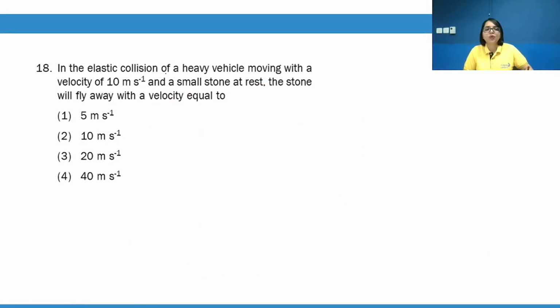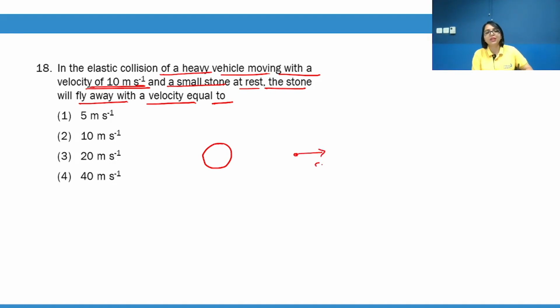In the elastic collision of a heavy vehicle moving with a velocity of 10 meter per second and a small stone at rest, the stone will fly away with a velocity equal to... This is the special case of elastic collision. When the heavy particle strikes the smaller particle, what will happen? Heavy particle will not change its velocity, but the smaller particle will move with double the velocity of the heavier particle. So stone will move with the velocity of 2 into 10, that is 20 meter per second, and the correct answer is option 3.